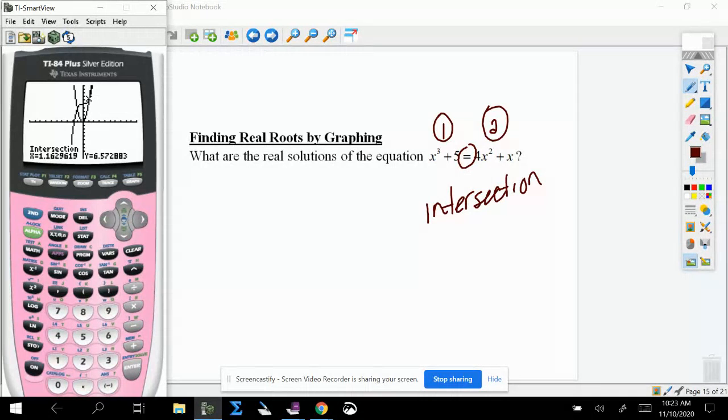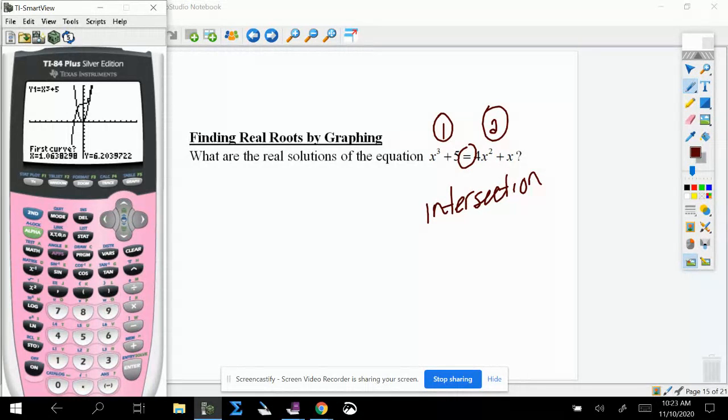I am only worried about the x values because when I'm solving, I'm looking for the x values. And I can see that I have an intersection of 1.16, or if I go to one decimal place, 1.2. Well, here's the issue. That's not the only place they intersect. So if I want to continue to find the solutions, I have to go through that process again and hit second and trace and intersect.